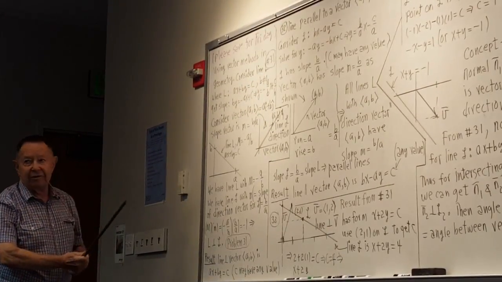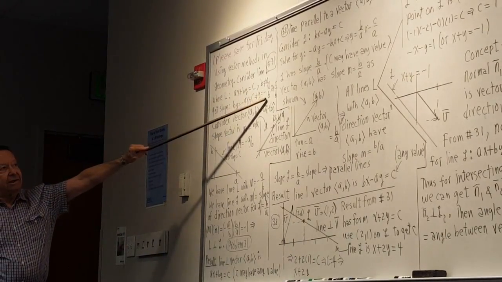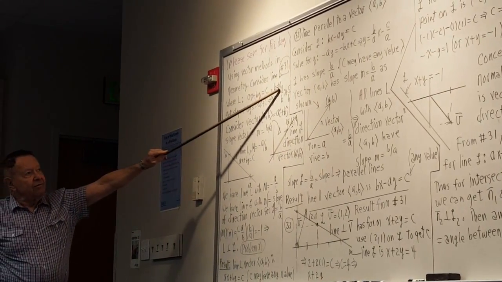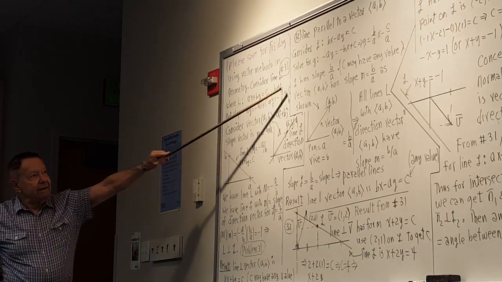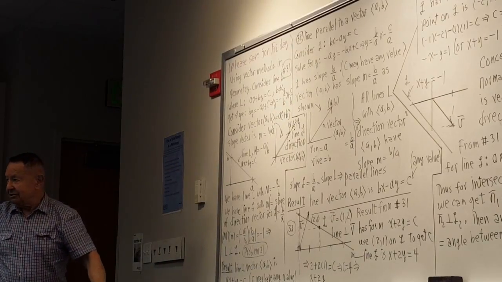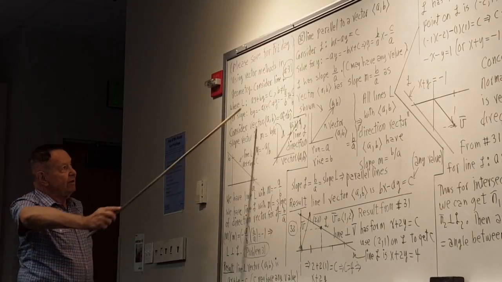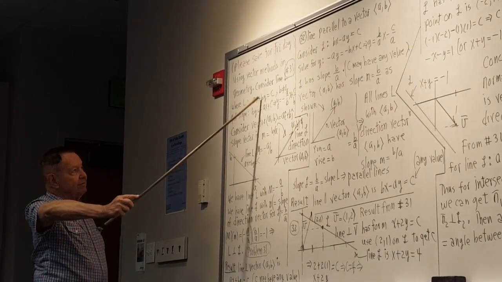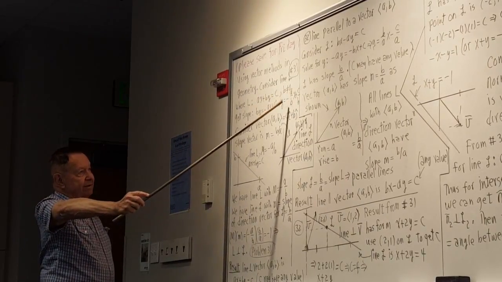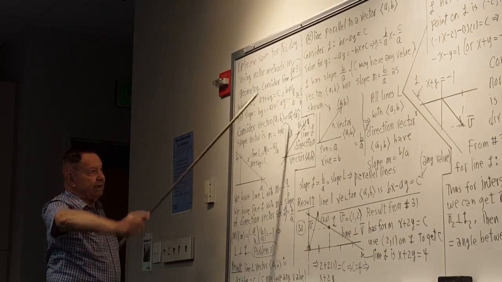Well, you know that if you have a line in the form Y equals something times X plus something else, the coefficient here is the slope, and the coefficient over here is the y-axis intercept. That's what you call the slope-intercept form. Okay. So if you have a line given in this form, ax plus by equals c, then the slope is minus A over B.